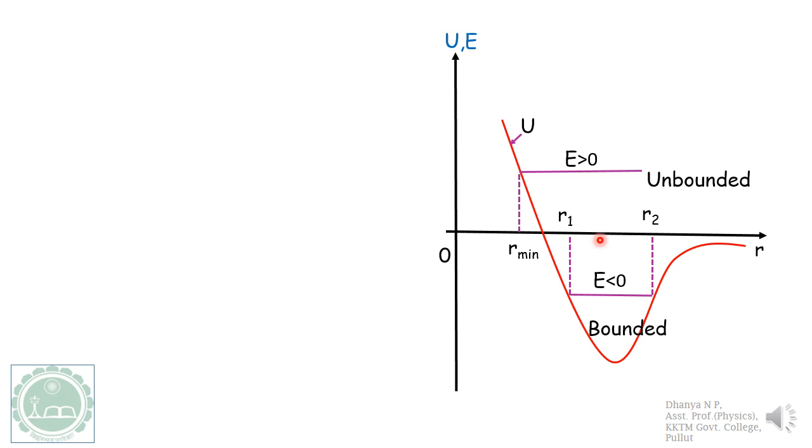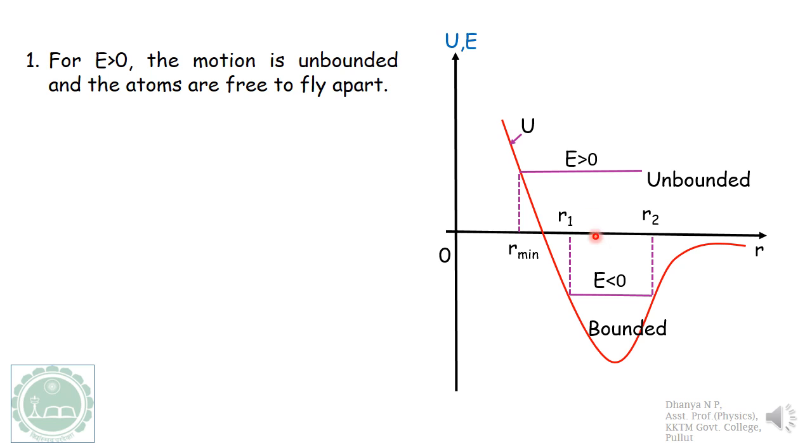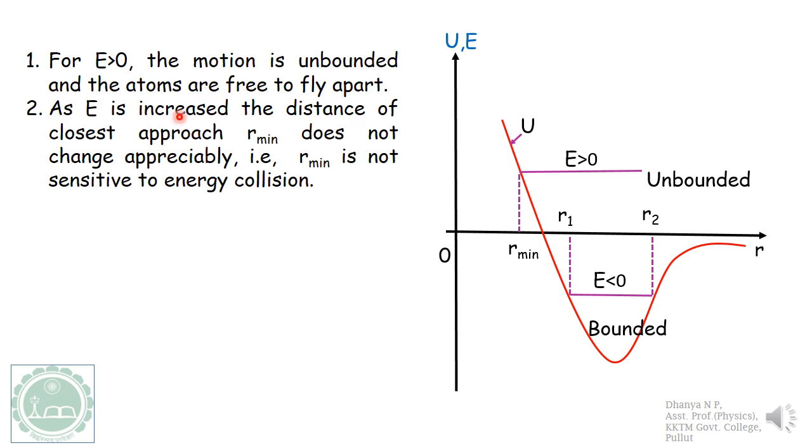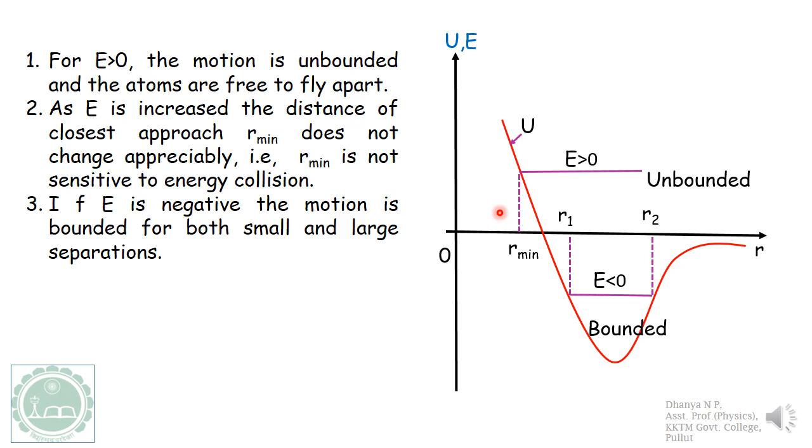From the figure, we can conclude that for E greater than 0, the motion is unbounded and atoms are free to fly apart. As E is increased, the distance of closest approach, r minimum, does not change appreciably. That is, r minimum is not sensitive to the energy of collision. If E is negative, that is, E is less than 0, the motion is bounded for both small and large separations.